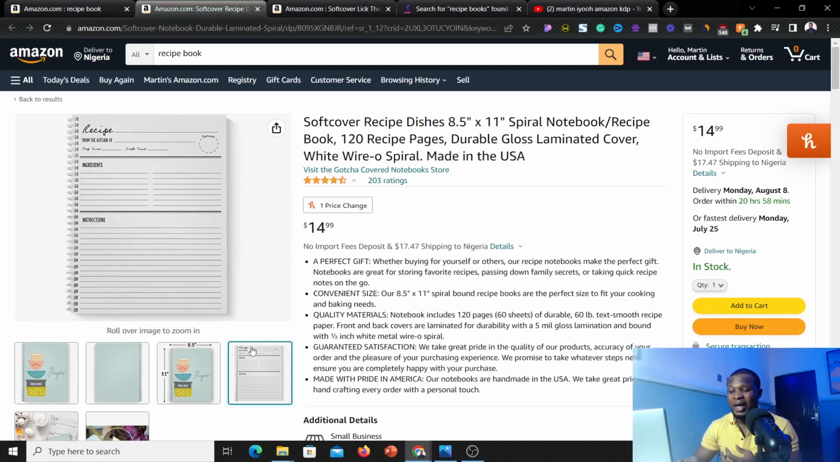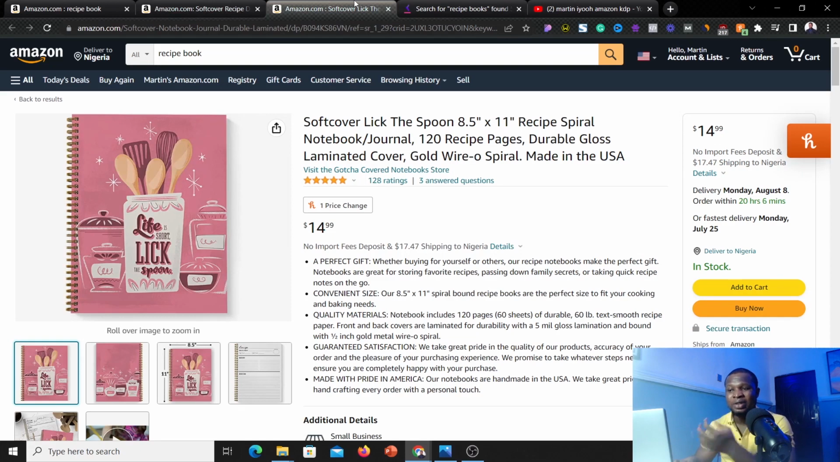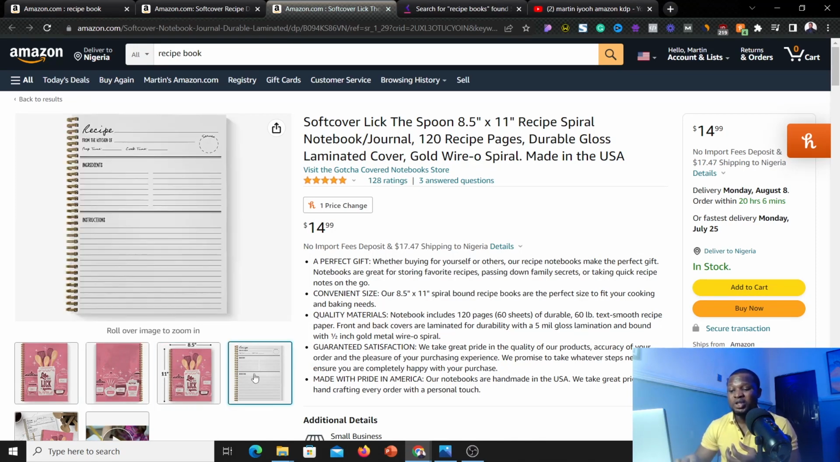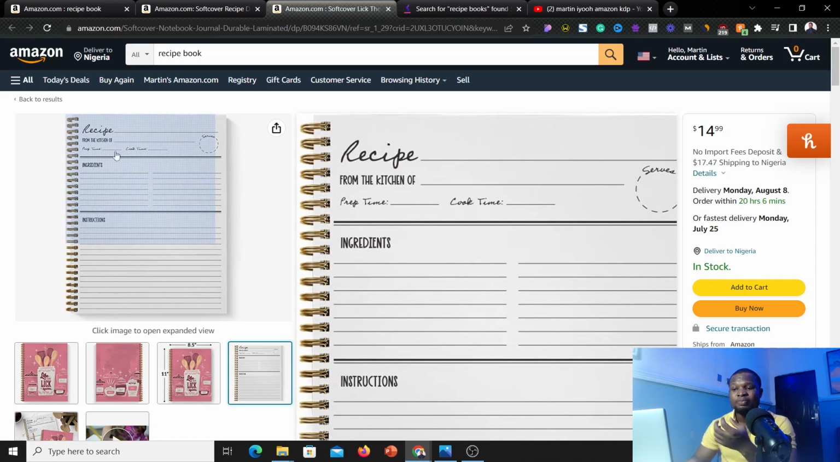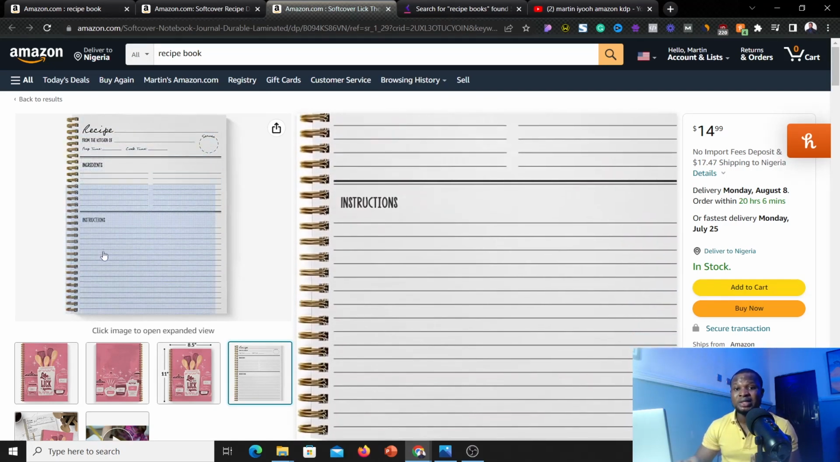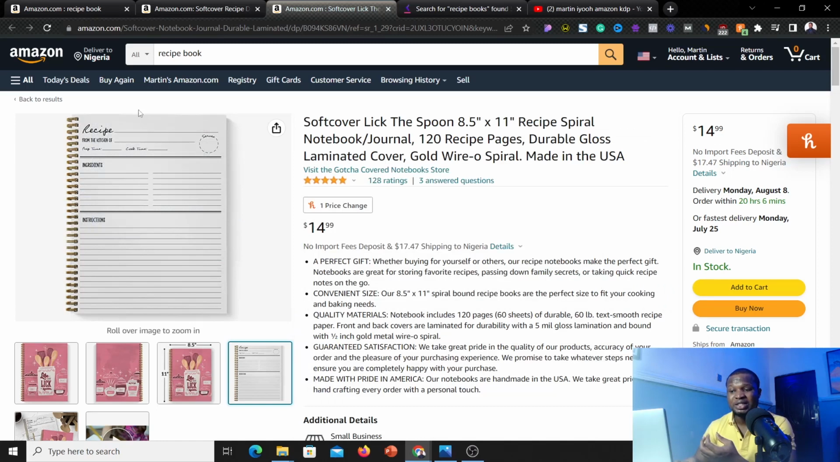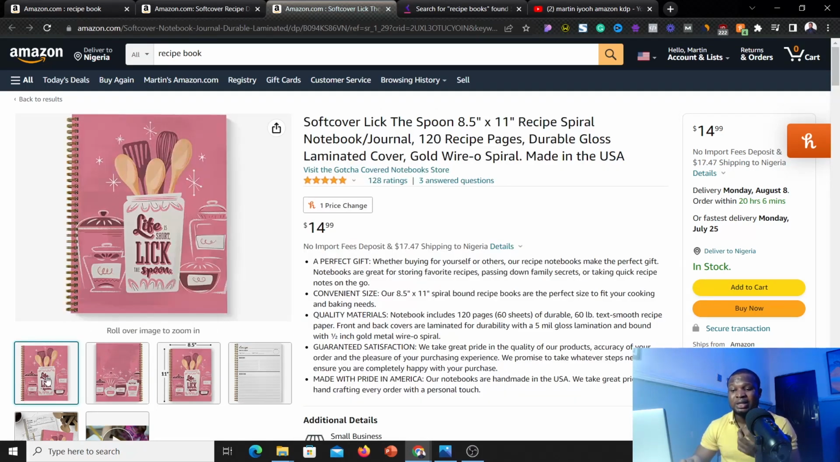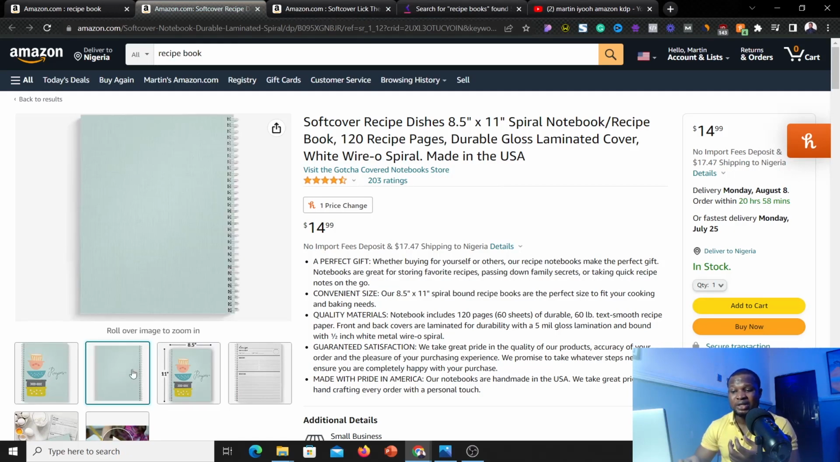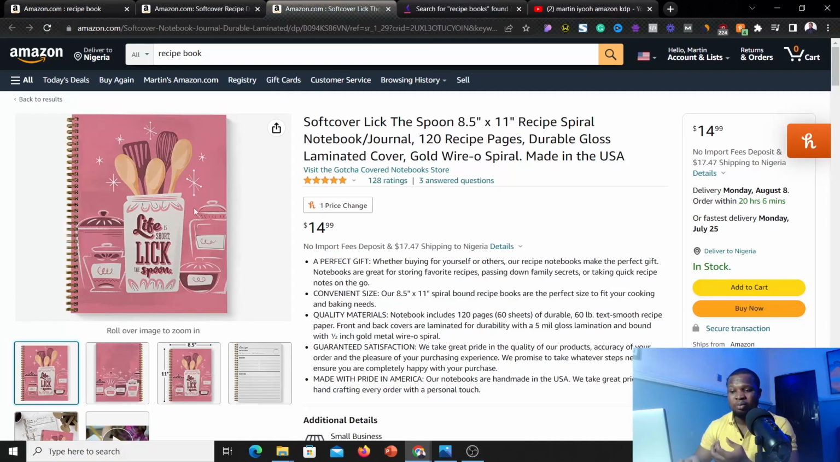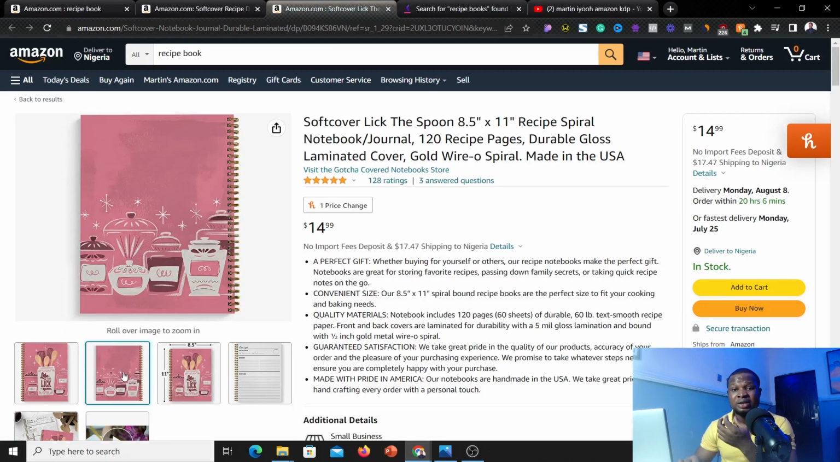Now if we take a look at another recipe book, you are going to see that the back cover is different, but if you take a look at the interior, it's the same interior. So this book was also created by the same person, and what this person simply did was change the front and back covers. This is the front cover of the first one and this is its back cover, and here this is the front cover and this is the back cover.